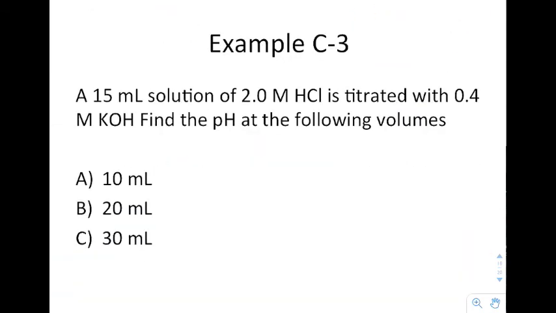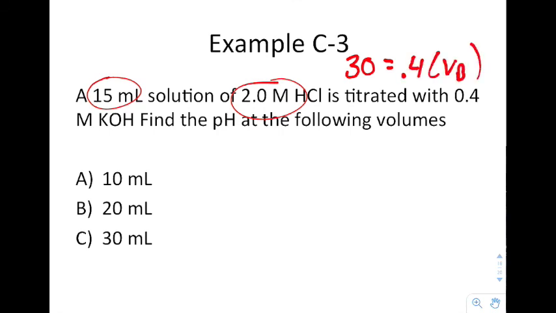Okay. The next one says a 15 mL solution of 2 molar HCl is titrated with 0.4 molar KOH. Find the pH at the following volumes. Remember, the first thing you want to do is find the equivalence point. The equivalence point in this case is the volume of the acid times the molarity of the acid, which in our case would be 30, equals 0.4 VB. So the volume of the base would be 30 divided by 0.4, which gives us 75 mils. Okay, that's the equivalence point.